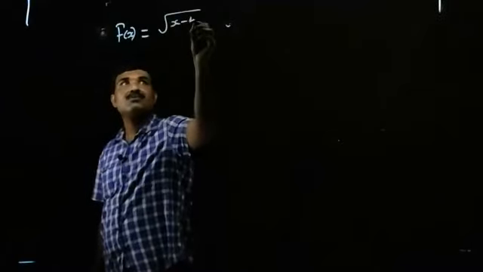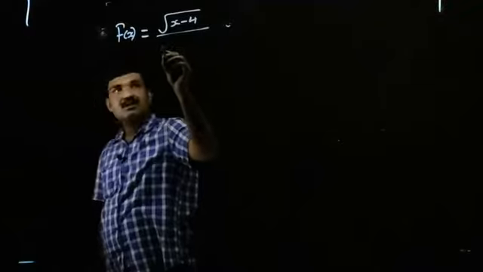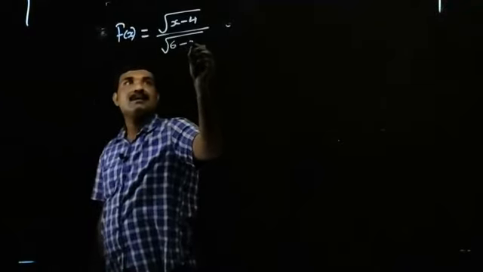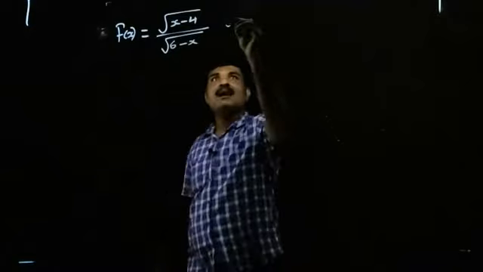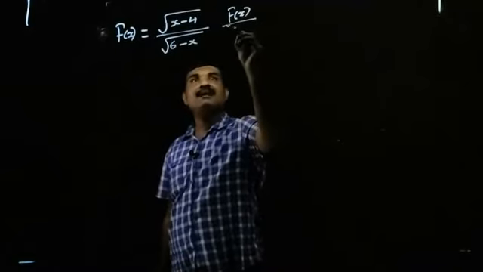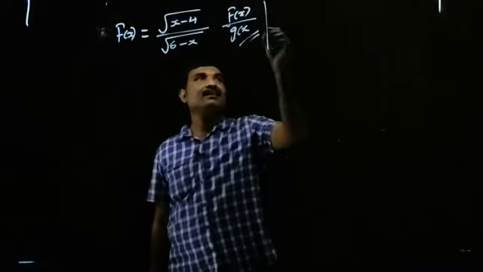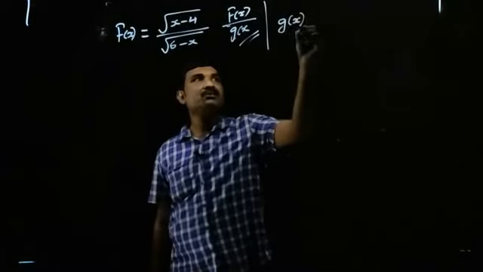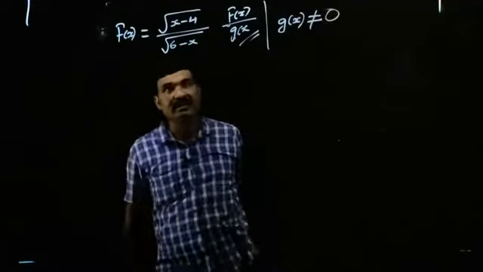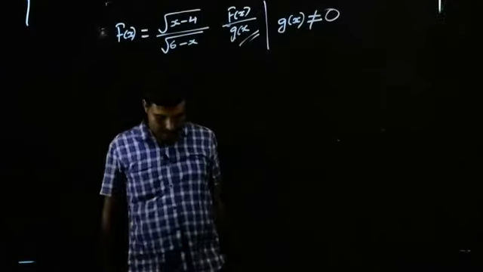Okay. Now we can do another problem. Suppose we have a function f of x equal to square root of x minus 4 divided by square root of 6 minus x. Right. This is the f of x divided by g of x form. So here the function in the denominator should not be equal to 0. That is, g of x not equal to 0, right?